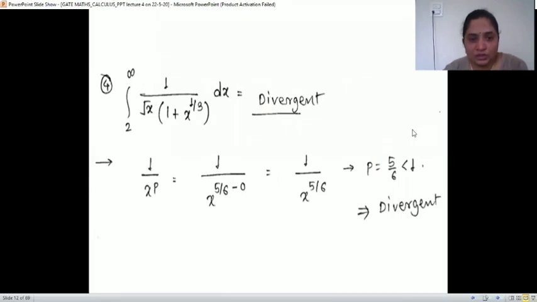Next, it is divergent. So 1 upon x raised to p. Highest power in the denominator: it is x raised to half into 1 by 3. That is, 1 by 3 plus 1 by 2, that is (3 plus 2) by 6, 5 by 6. And in the numerator, there is no x, so the highest power is 0. So it is of the form 1 upon x raised to 5 by 6. But 5 by 6 is less than 1. And if it is less than 1, the given integral is divergent. If you have any doubt, please unmute and ask. Okay, next question.